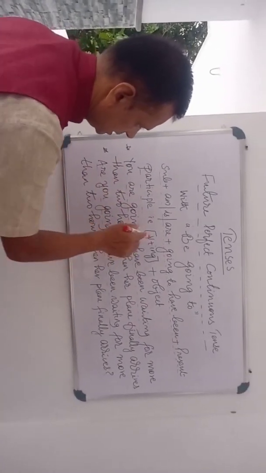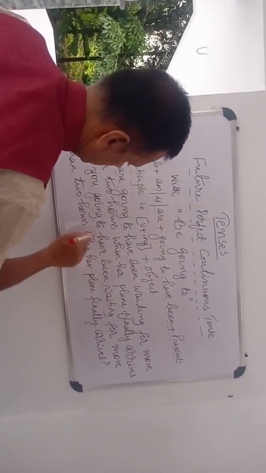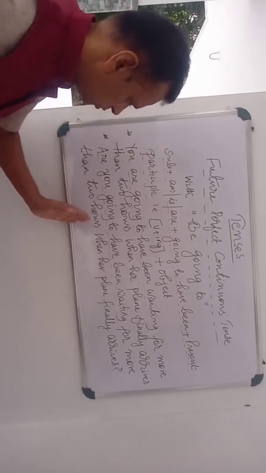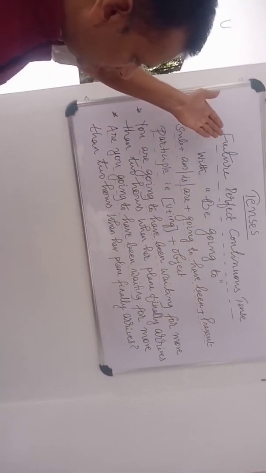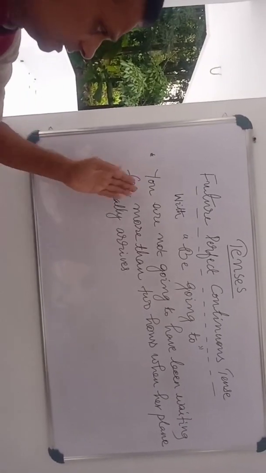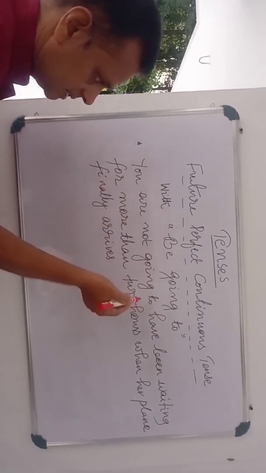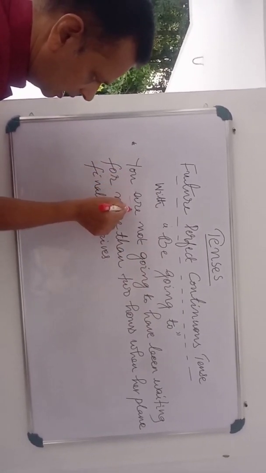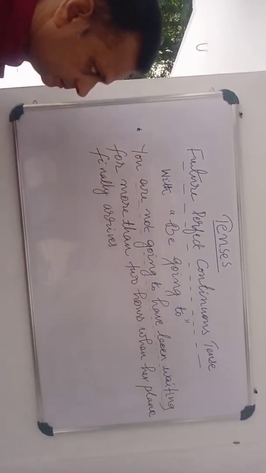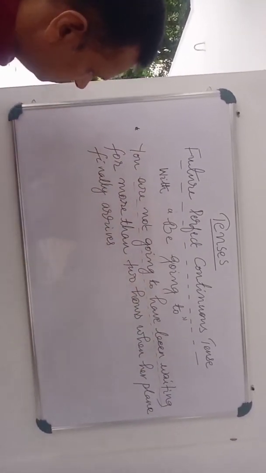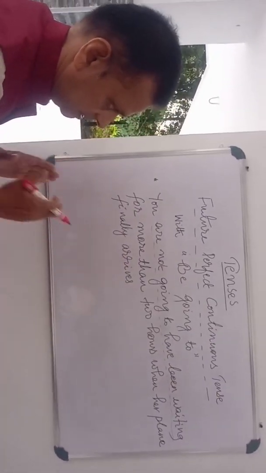Instead of will, we use going to: "You are going to have been waiting for more than 2 hours when her plane finally arrives." Then look at the negative sentence. Here, you are not going to have been. It's a negative sentence. You are not going to have been waiting for more than 2 hours when her plane finally arrives.